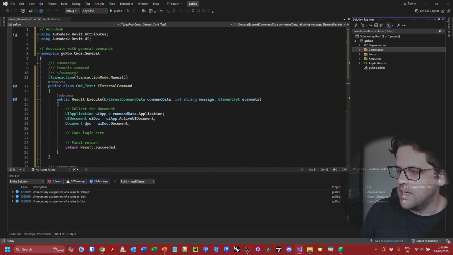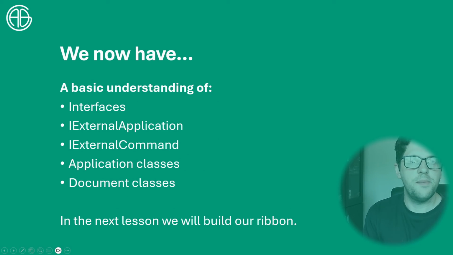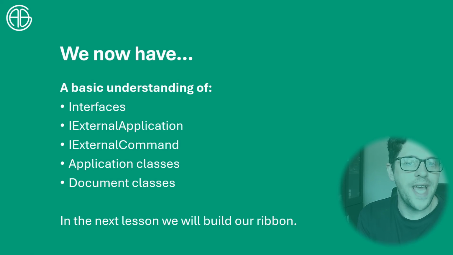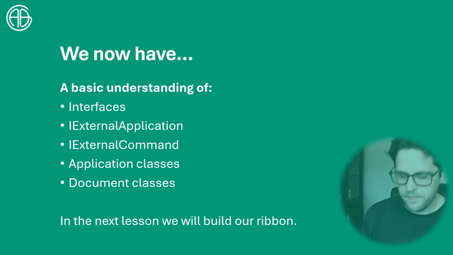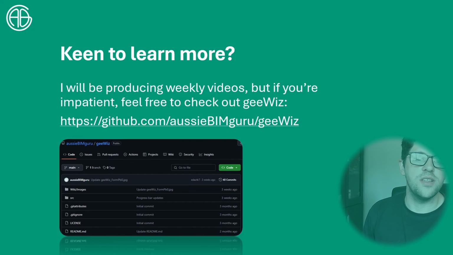So that's effectively today's lesson wound up. Fairly basic, but very imperative to how we step into the next stage. So we now have a basic understanding of what an interface is and how we can implement a couple of them provided by the Revit API and how we can access the application classes and the document classes. But in the next video, we will actually be starting to build our ribbon where we can eventually attach these commands to our add-in. So if you're keen to learn more or see how this is implemented in a more detailed add-in, feel free to check out my GitHub where I have an add-in called GWiz that shows a completed add-in that has a lot of these techniques implemented as well.